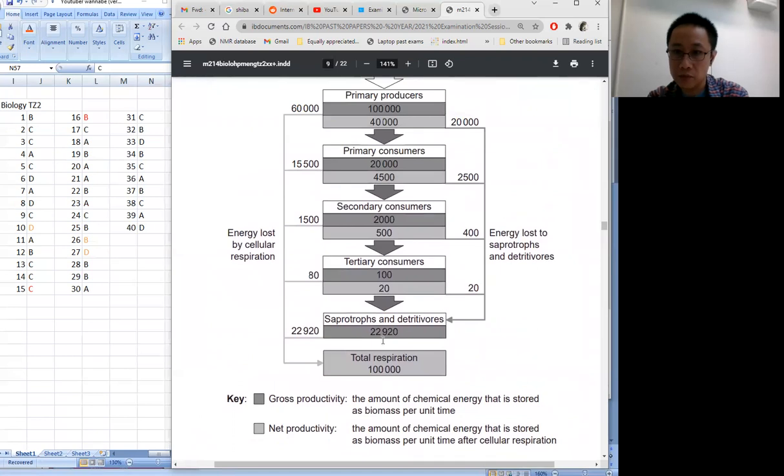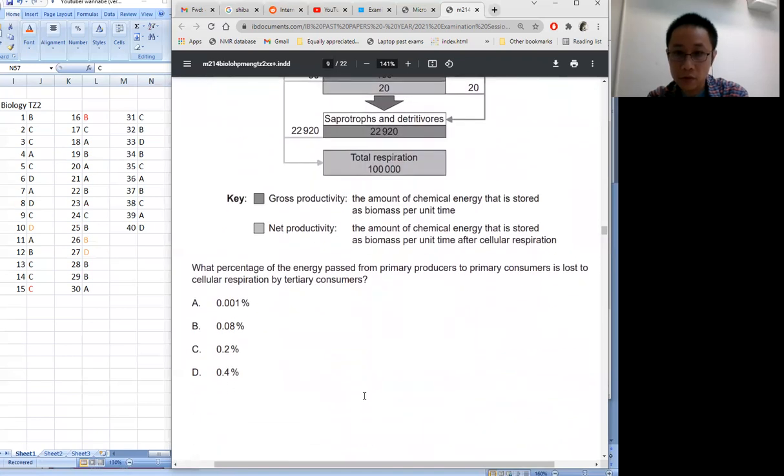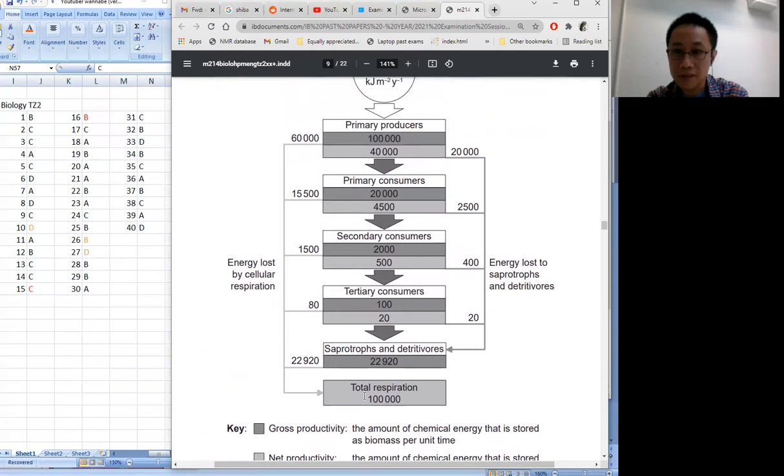Do we have to crunch the numbers in between as well? Did I misread something? Or should I be using the... Yeah, I think I just totally misread. So the 40K here does not account for this 20K that has been lost. So only 20K has been passed from the primary producers to primary consumers, and then 80 units of which were lost to respiration. So the answer should be 80 divided by 20K.